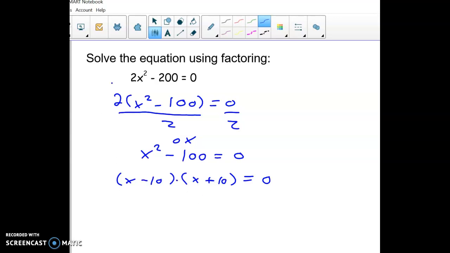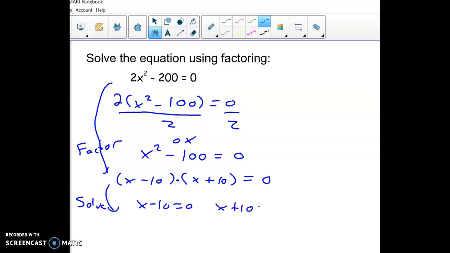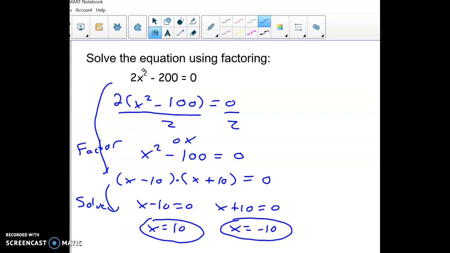Okay, and that's again the factor step. So if we label these, that's factor. Okay, and then we go one step further and solve. Right, so we got to actually find our answers for x here. So if this thing times this thing equals 0, then you set each part to 0. So I'm going to set that part to 0, this part to 0, and then add 10 on this first one. So one of our answers for x is 10. Subtract 10 here, and then our second answer is -10. Okay, and on an x squared, you usually will get 2 answers like that.